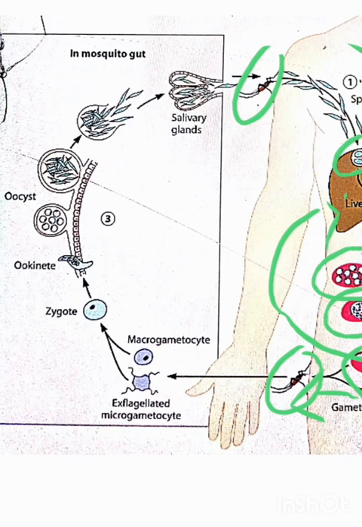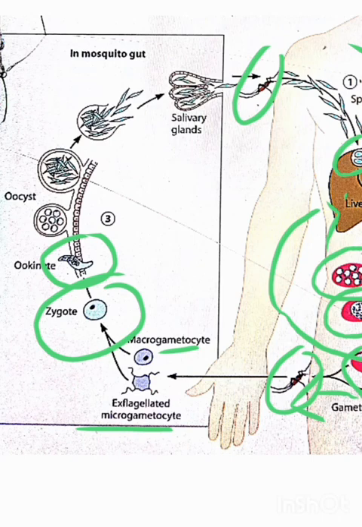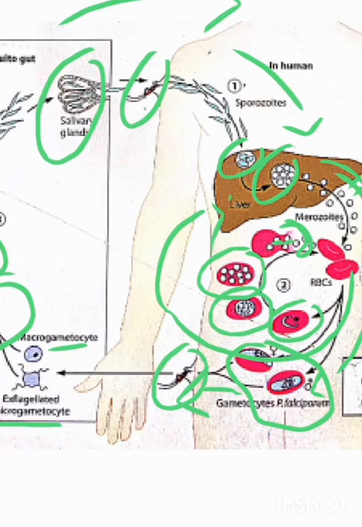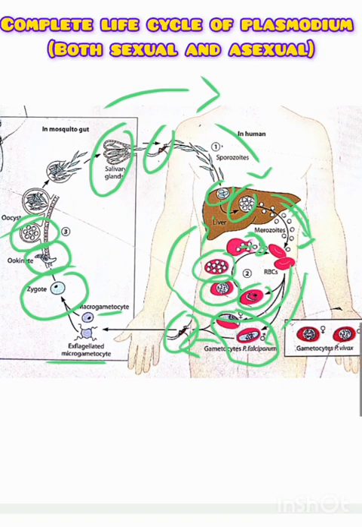As you can see, macrogametocyte. As I said, macrogametocyte and microgametocyte form a zygote, and then an ookinete that penetrates the wall of the mosquito's gut and forms a cyst, and these cysts produce thousands of sporozoites that stay in the mosquito's salivary gland, and when the mosquito bites a healthy person, again the process happens. So this is the life cycle of Plasmodium, both asexual cycle and sexual cycle.